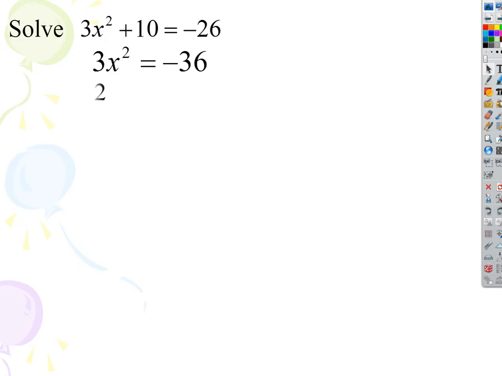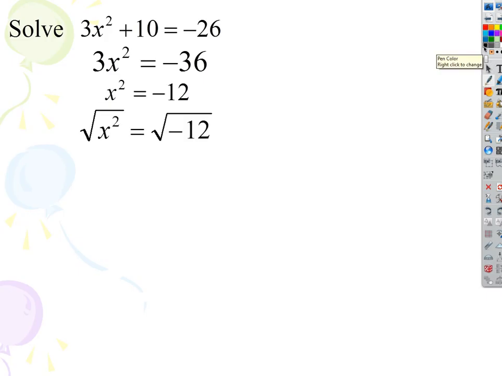So I get the answers, x equals plus or minus the square root of negative 12. What's the problem? It's a negative. It's a negative number inside the square root. Okay, now we've always said in the past that you can't do that, right?